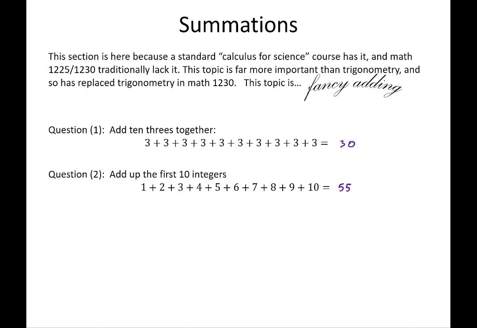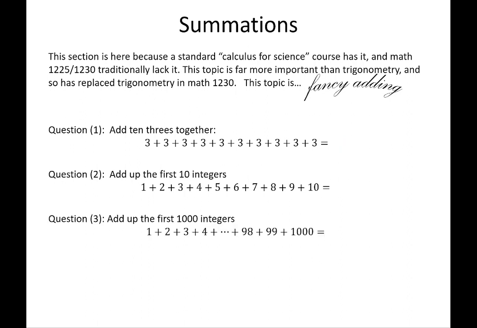But even though that's relatively simple to do, it's not so simple to add up the first 1,000 numbers. Any pair is fine to add, but it's just time-consuming, tedious, and you'll probably make a little mistake at some point. Add these first 1,000 numbers together.